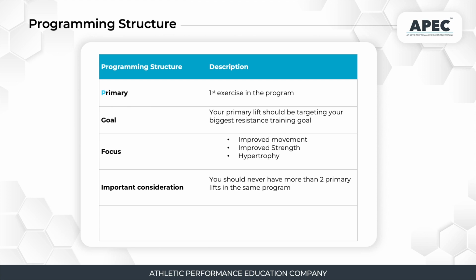Important considerations when we are thinking about our primary lifts. You should never have more than 2 primary lifts in the same program, and you can never have 2 primary lifts for your upper body and your lower body. What I mean by that is, if we're programming for a lower body session, we would have only 1 primary lift. If we're programming for our upper body, we would only have 1 primary lift. If we're programming a total body session, we perhaps could have 1 primary lift for the upper body and 1 primary lift for the lower body. But that's all we can have in the program.